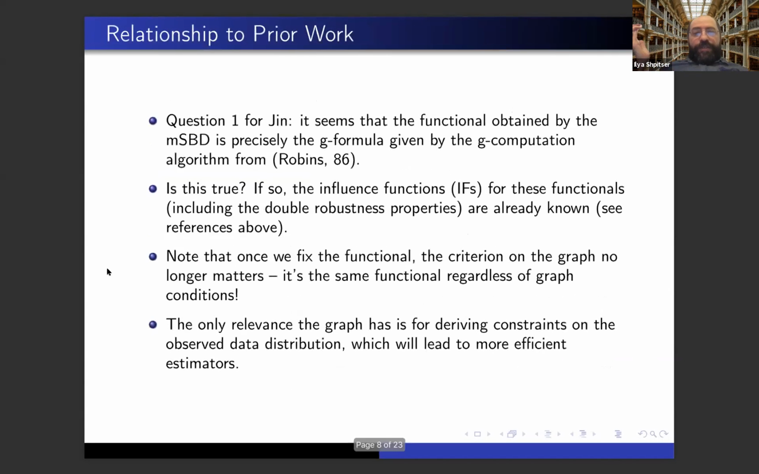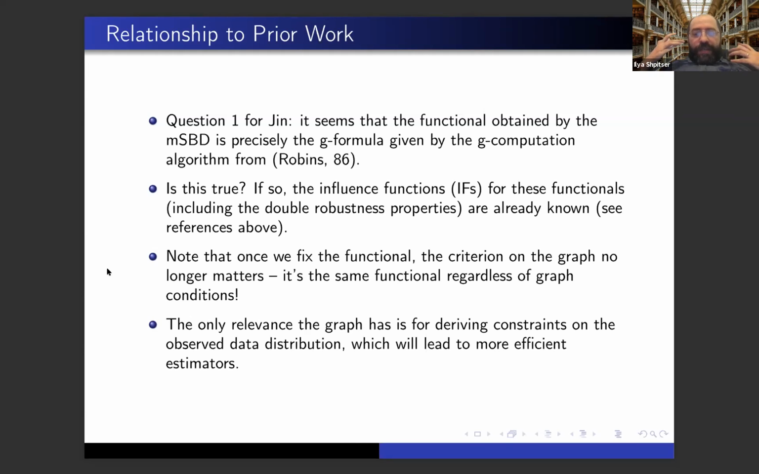So the first question for Jin is, correct me if I'm wrong, it seems that the functional that you get by sequential backdoor is just the G formula given by the G computation, although you have a graphical criterion, that's really what it is. And once you're doing influence functions, really it's the functional that matters, not the graph. And if this is true, the influence functions for these have been known for a very, very long time. I don't think this is really necessarily novel.